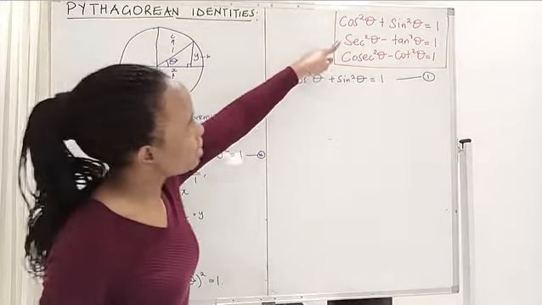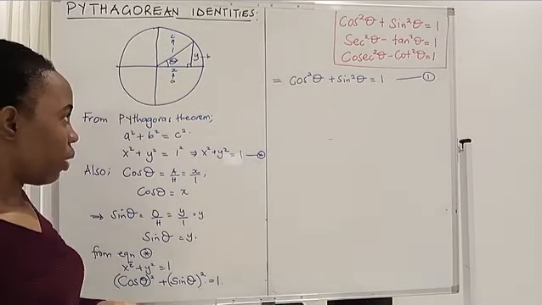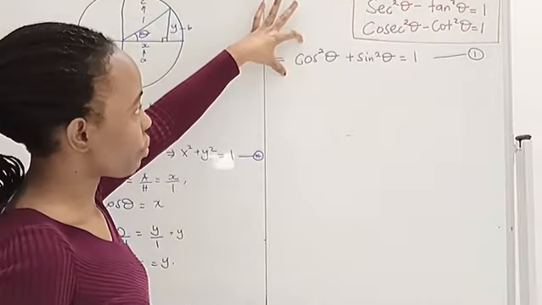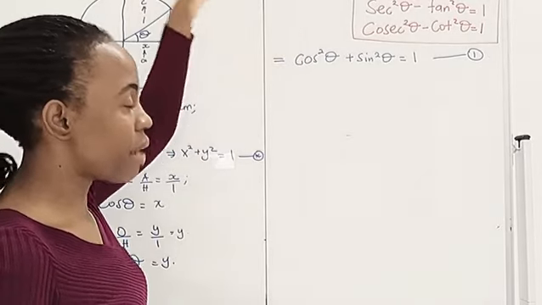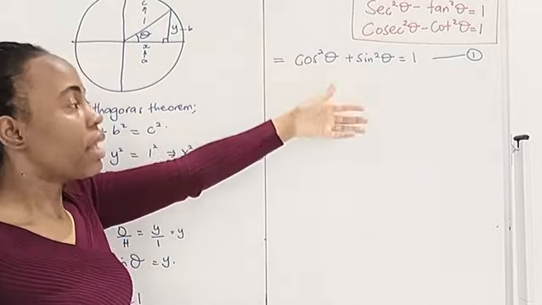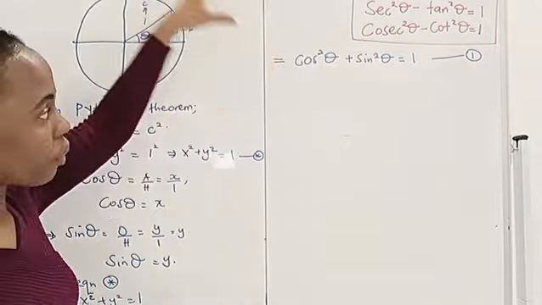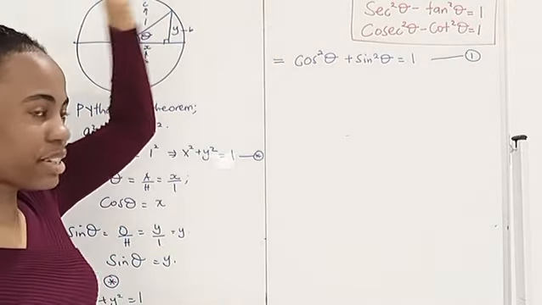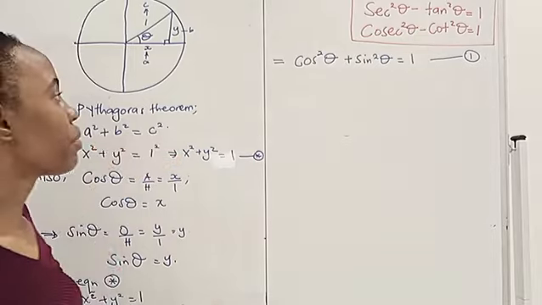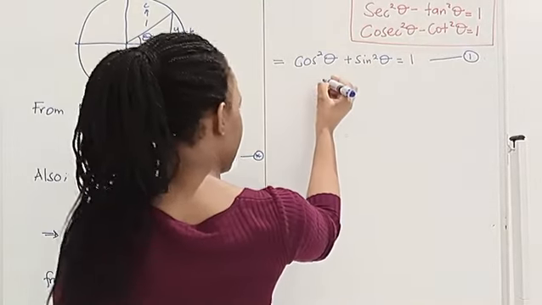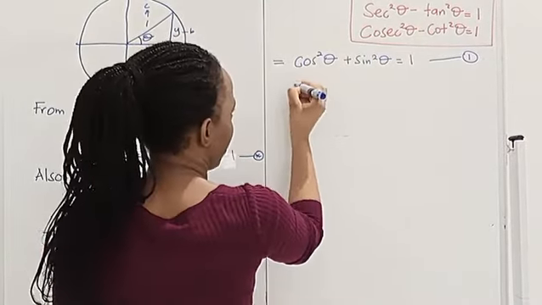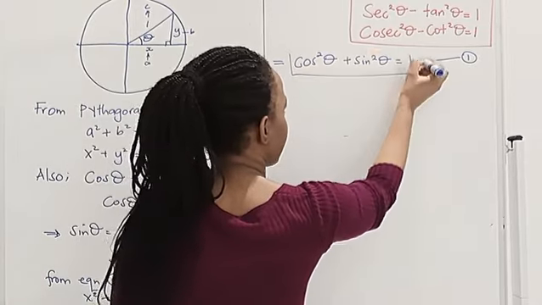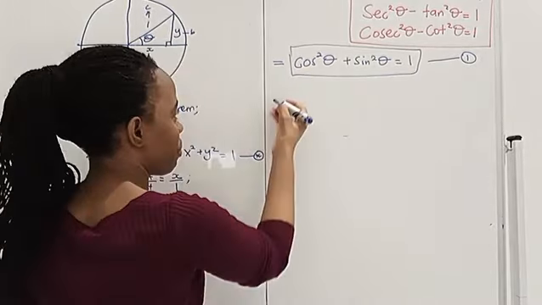Now, how do we get these other two? We shall get our original, the first one, and you first divide it by cos squared theta. Then after, you get the original one still, and you divide it by sine squared theta. So let us go to the next step. Now, this is our first identity. You keep it at that.